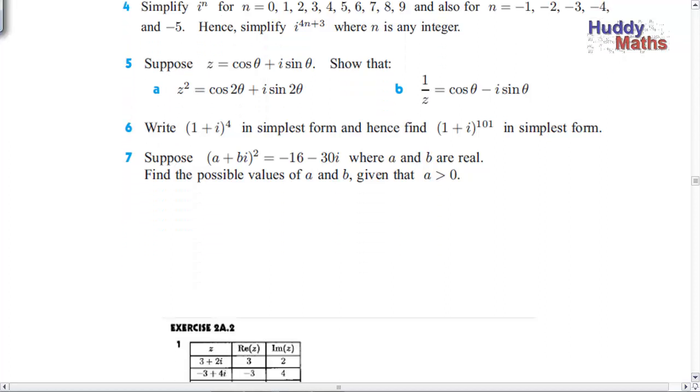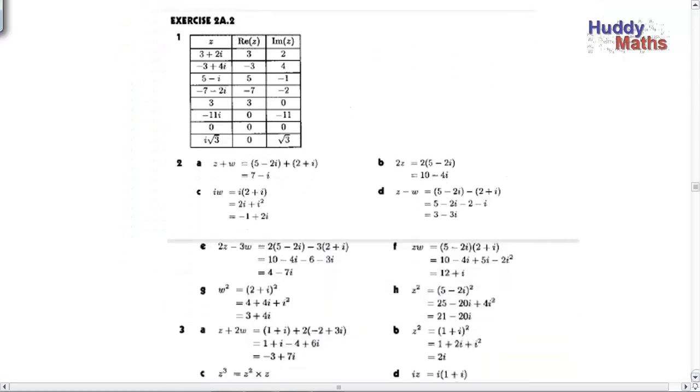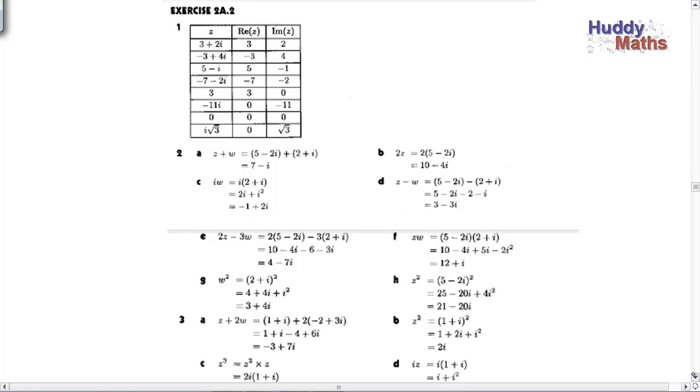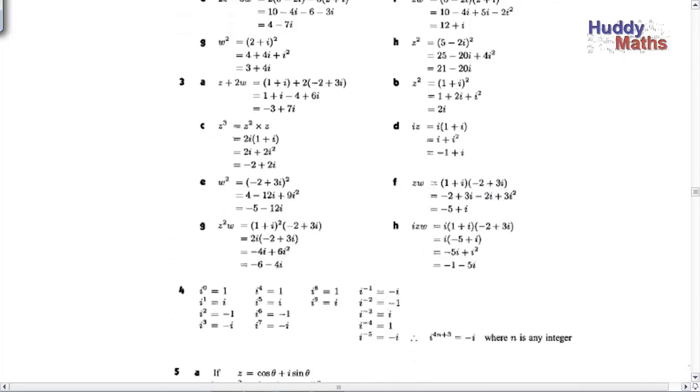Here they are now. Okay, 1 and 2. 3 and 4.